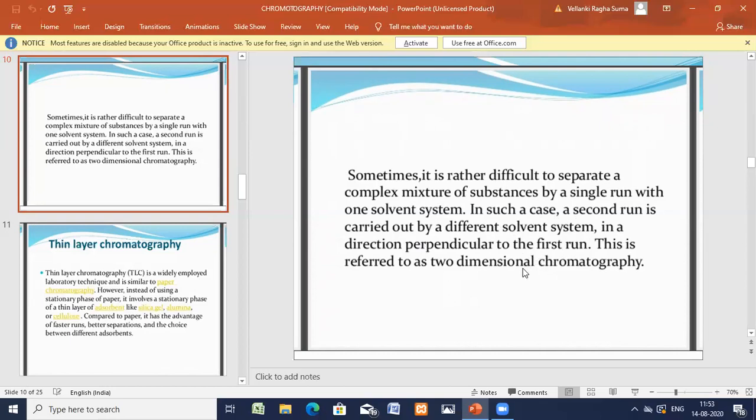This is two-dimensional chromatography. First with one solvent you do a single run, and the components get separated. If it is rather difficult to separate with a single run with one solvent system, in that case you take a second run with a different system and you do it perpendicular to the first run. This is called two-dimensional chromatography. In this way, I told you the basic principle, and everything was explained in a simple way. Paper chromatography is explained.